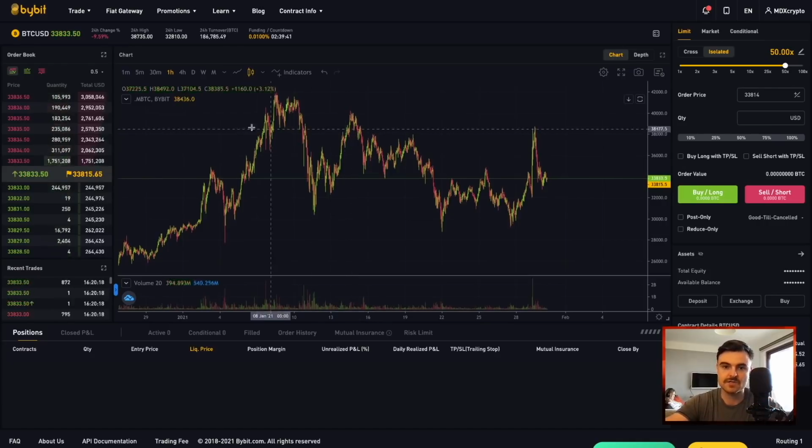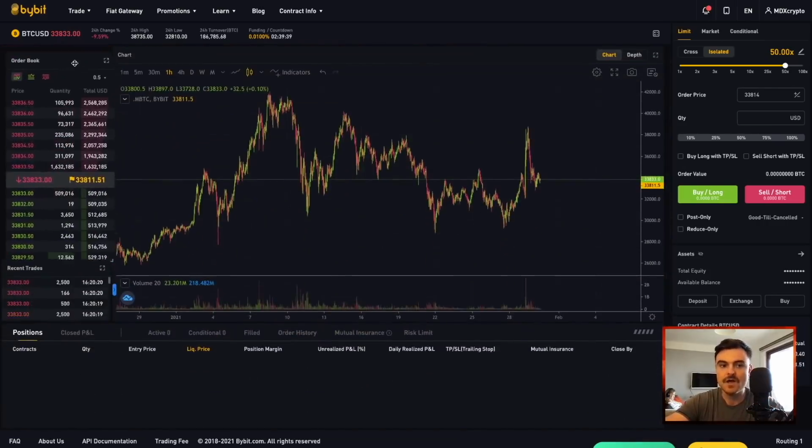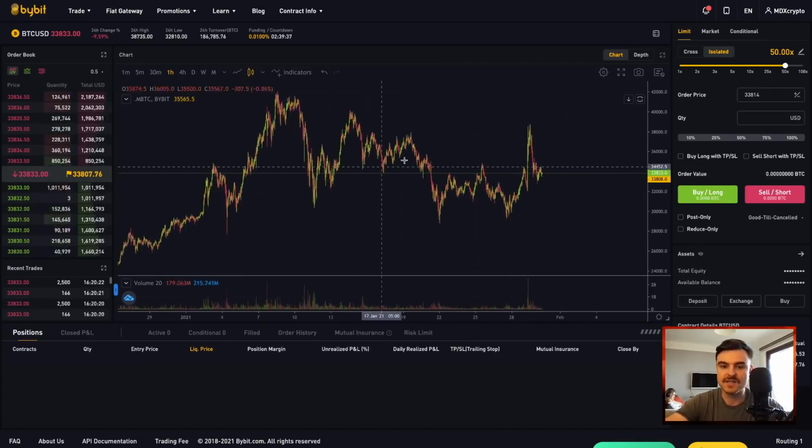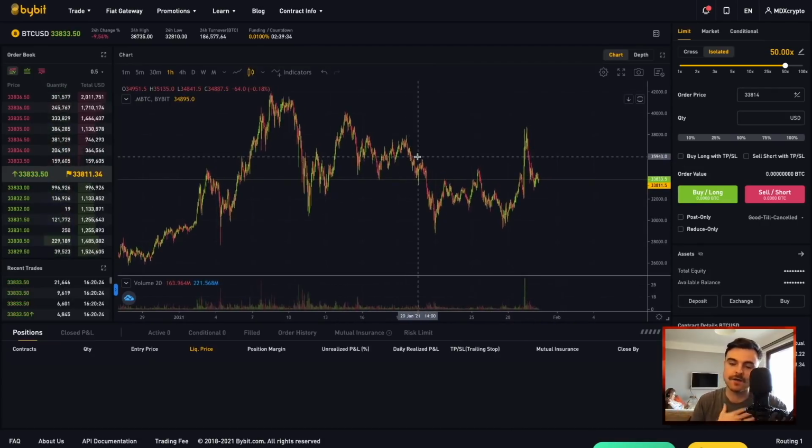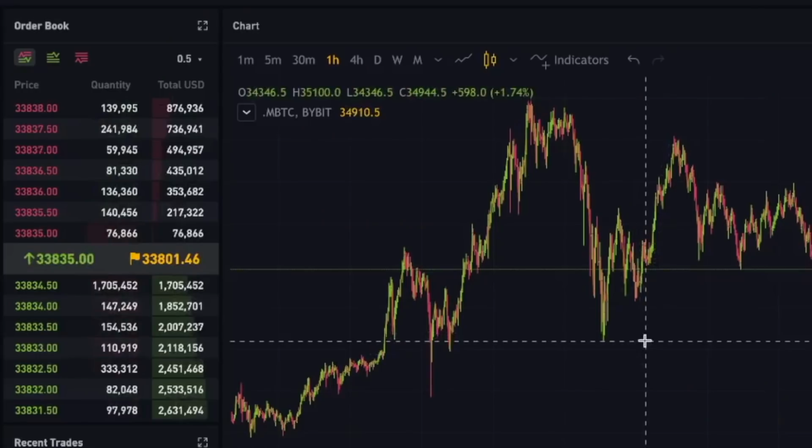The user experience, the user interface is very nice on Bybit. You can completely customize it to what you want. It's definitely one of the strong points for Bybit over other exchanges, for retail traders using the platform. So this is how I like it set up, guys.